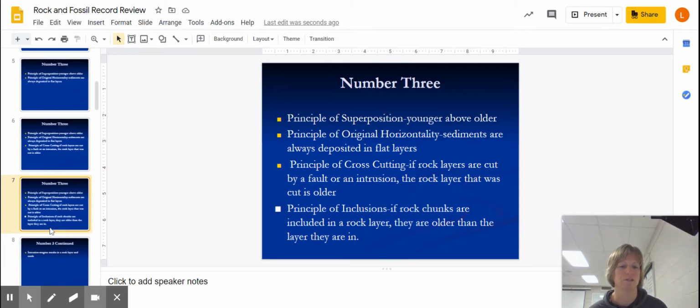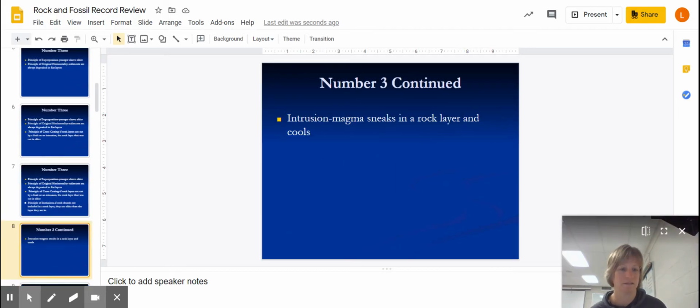I know that inclusion and intrusion are really similar. Intrusion is when magma sneaks in like an intruder. Inclusion is when you have a rock layer included in something else. Okay, now here we go back to the intrusion thing. Remember in the song we went, you can have intrusions of igneous rock. And think of an intruder as something sneaking in. So magma sneaks in and cools. And you think, could this really mess up rock layers? Yeah, it melts them. It erases what's there.